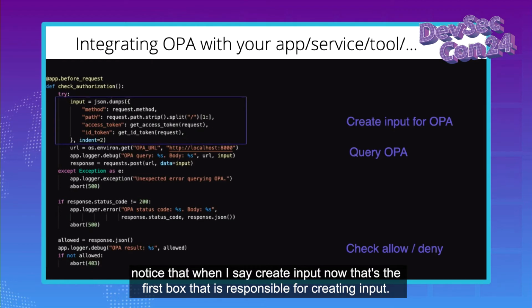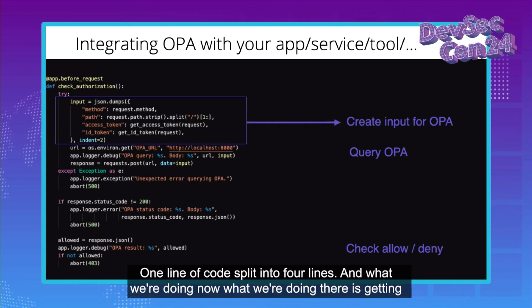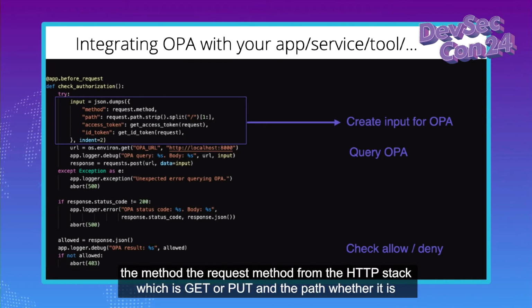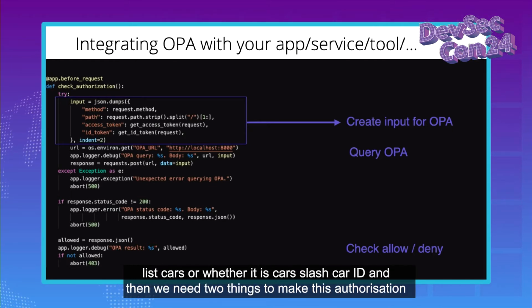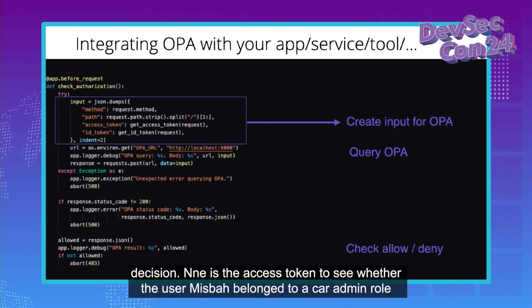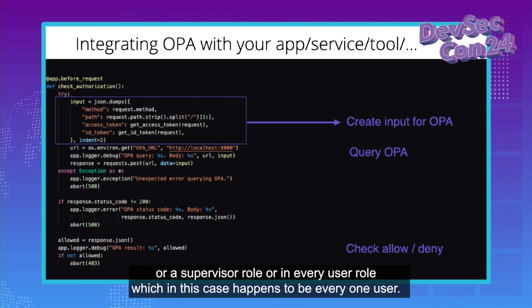And notice that when I say create input, that's the first box that was responsible for creating input. One line of code, split into 4 lines. And what we're doing there is getting the request method from the HTTP stack, which is get or put, and the path, whether it is list cars or cars/car ID. And then we need 2 things to make this authorization decision. One is the access token to see whether the user MISBA belonged to a car admin role or a supervisor role or an every user role, which in this case happens to be the everyone user.